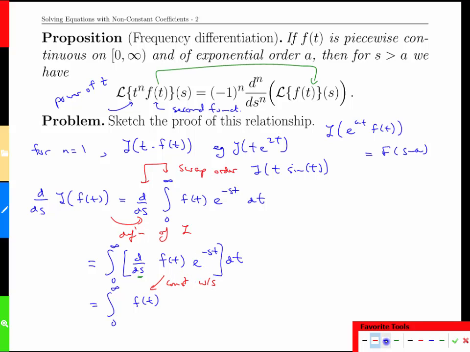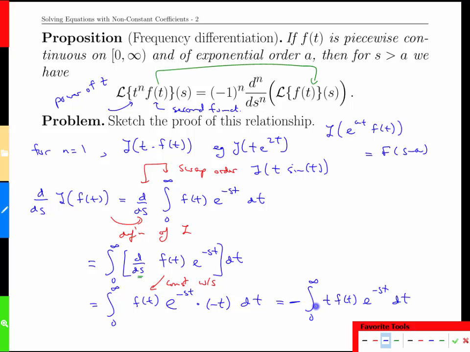And the exponential's derivative is e to the minus st. The derivative of any exponential is the same exponential again, times the s derivative of this, which is negative t. Then we can tidy that up and write it as the integral from 0 to infinity of t f of t e to the negative st dt, just rearranging terms and putting a negative sign out front.